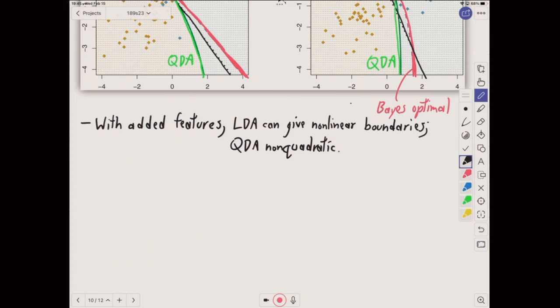But I hasten to add that if you use LDA with quadratic features, although you'll get a quadratic decision boundary, it's not the same decision boundary that QDA would find.